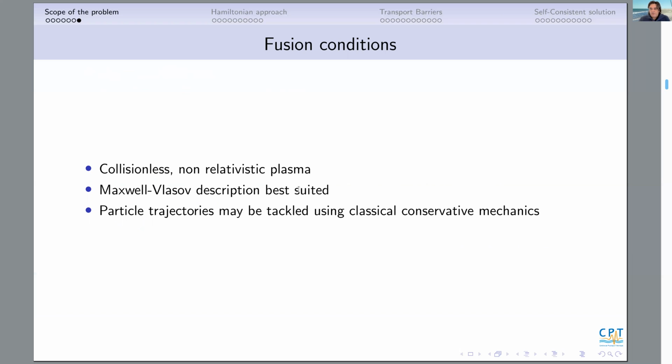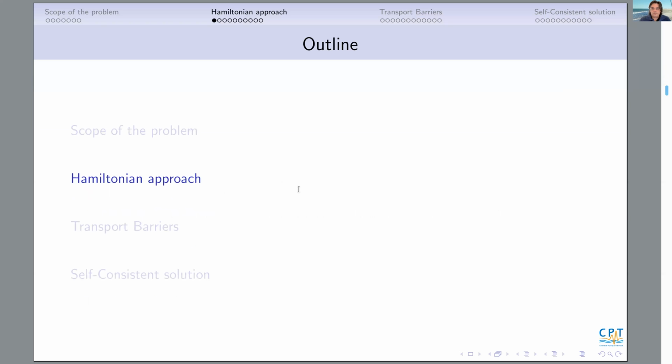Given what we saw, we are above 1 keV, so there is almost no resistivity. And so we end up with what we call a collisionless non-relativistic plasma. In this setting, what is best suited to describe the plasma is a Vlasov equation coupled to Maxwell equations. Because there are no collisions, we switch from the Boltzmann to the Vlasov equation. And what is nice is that in this setting the particle trajectories can be tackled using classical conservative mechanics, because we are far from any quantum effect and we are non-relativistic.